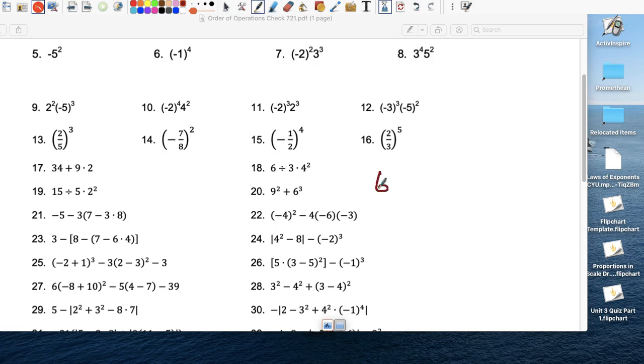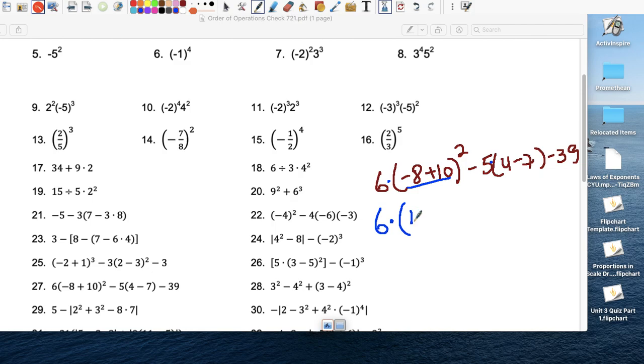27. 6 parentheses negative 8 plus 10, 2 minus 5, 4 minus 7 minus 39. It's really just order of operations. There's a multiplication sign here. There's a multiplication sign here. So 6 and 5, don't do anything to them yet. So let's do this. 6 times negative 8 plus 10 is 2. And then 2 to the second power is 4. So I'm going to leave that at 4.